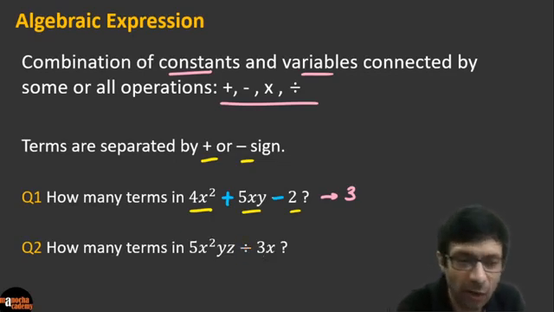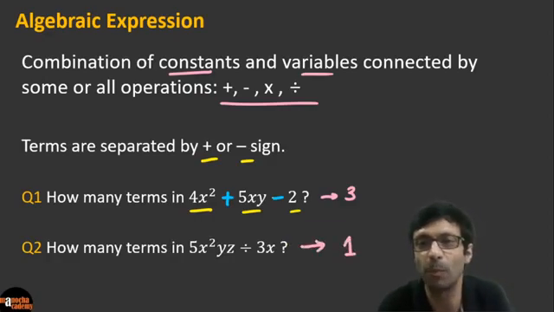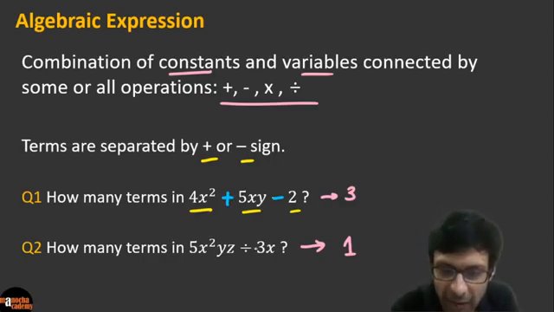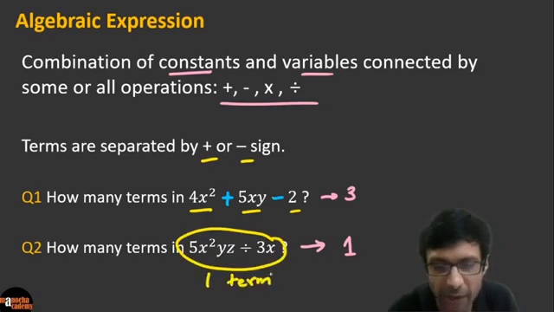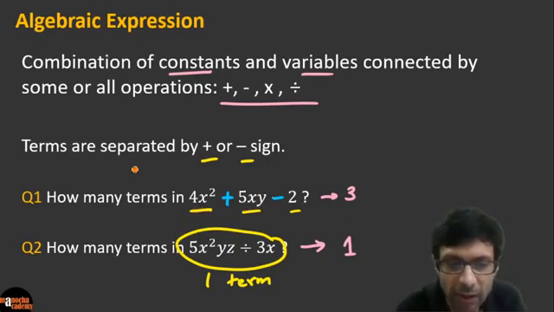So that's right, very good. A lot of you have got the correct answer. There's only one term here because there's no plus or minus. So it's just a division, and this entire thing is just a single term. So this is one term. Very good guys.